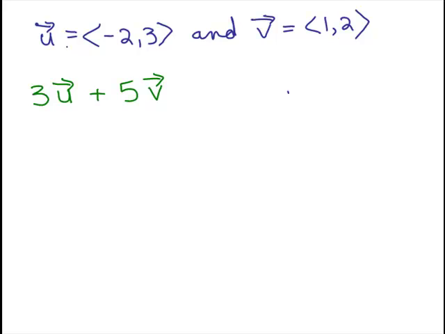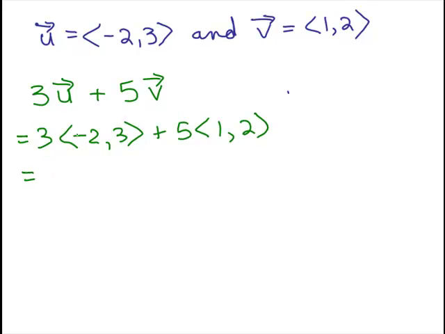So here it is. We've got our two vectors, u and v. We want to know what 3u plus 5v is. What's that? What vector is that? So we would have 3 times u, which is negative 2, 3, plus 5 times v, which is 1, 2.